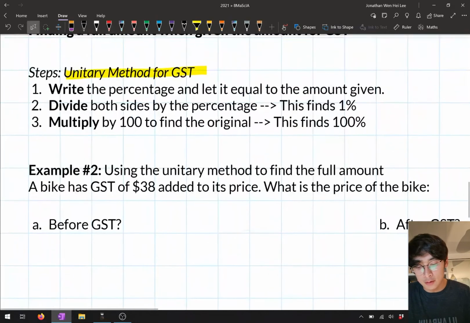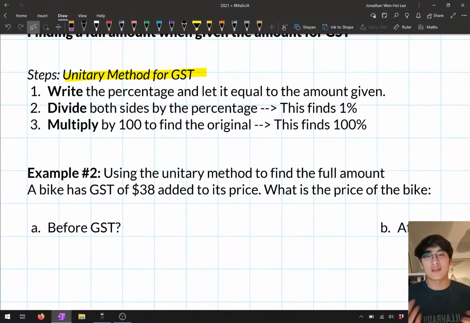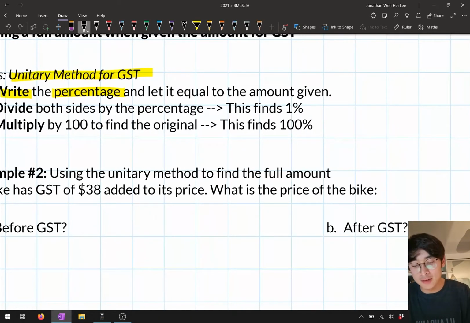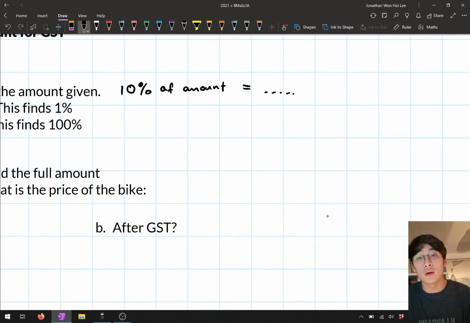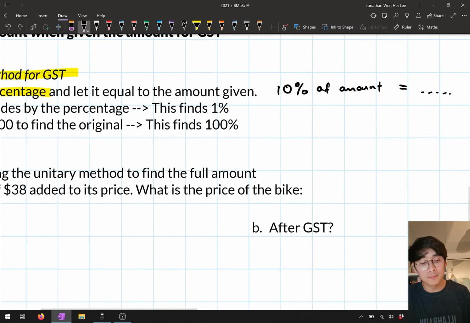So the first step is when you're dealing with the Unitary Method, and this is kind of the general gist of what the Unitary Method is about. What we do is we write the percentage and let it equal the amount given. Now here, the percentage, because it's a GST amount, is always just going to be 10%. So we're going to say 10% of amount, and we're just going to say that is equal to whatever amount is given to us. That's the first part.